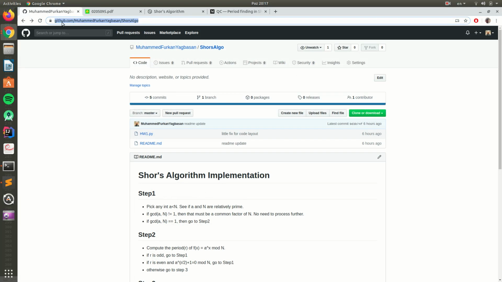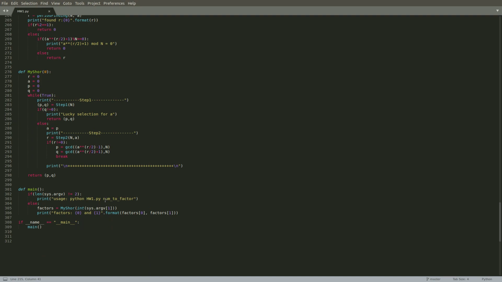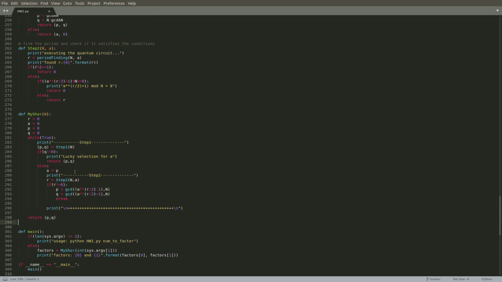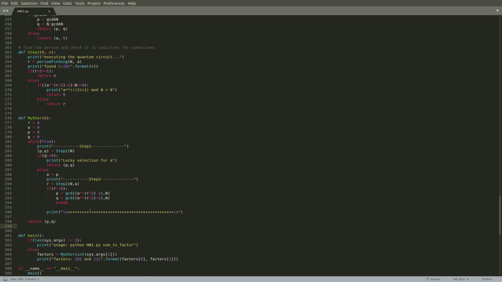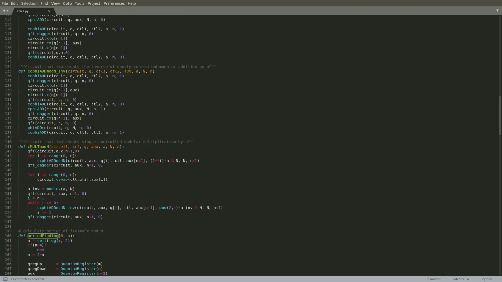You can access the code in this path. I put the code here for your access. The program takes a number, the factor, and it gives it to the function myShor. And myShor takes this number and returns the factors of it, the prime factors of it. So I will not go through all the classical steps here in the algorithm. As we said, these are straightforward calculations. But for the period finding, we are using the quantum circuit.